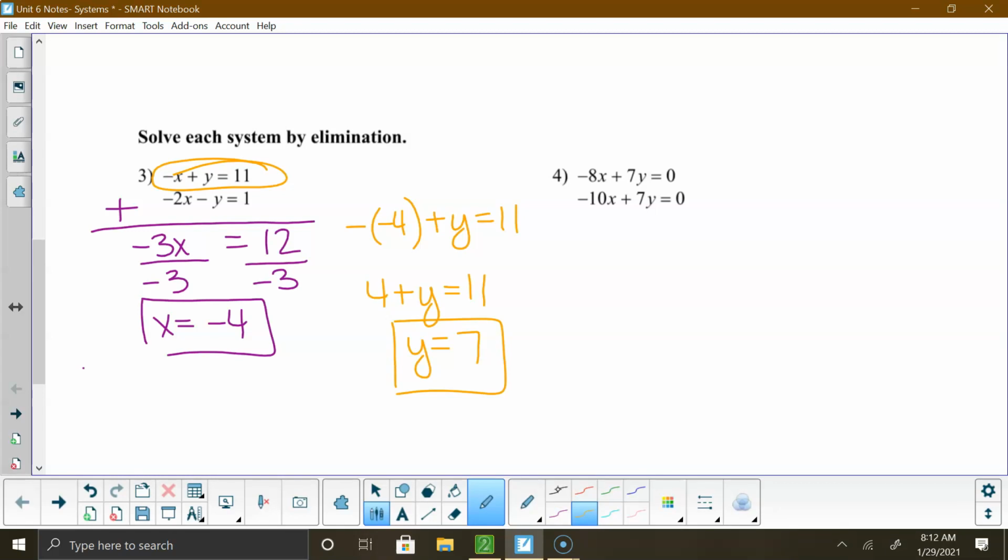Alright, they're going to get a little more complicated, but if you think in terms of fractions, when you add and subtract, you need a common denominator. That's all you're doing with these. Alright, so if I look at number 4, which variable do I want to eliminate first? X or Y? Y. Why?